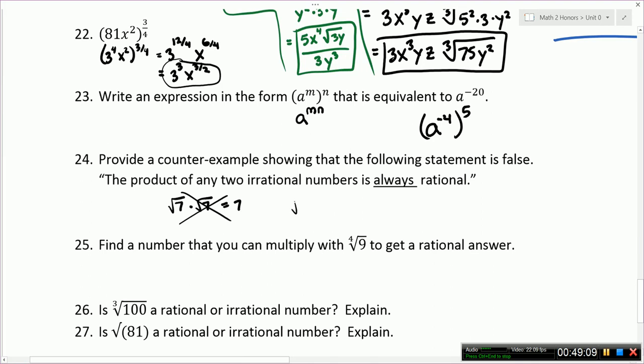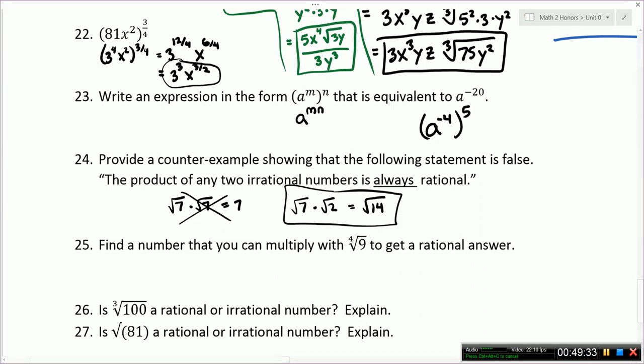If I do the square root of 7 times the square root of 2, those are both irrational numbers. If I multiply them together, I get the square root of 14. I can't do anything more. I can't get rid of that square root sign, so it stays irrational. And so that's my counterexample that shows that statement false.